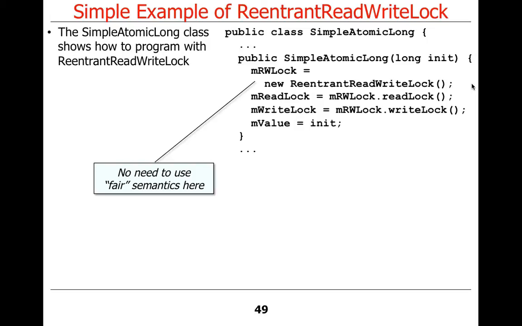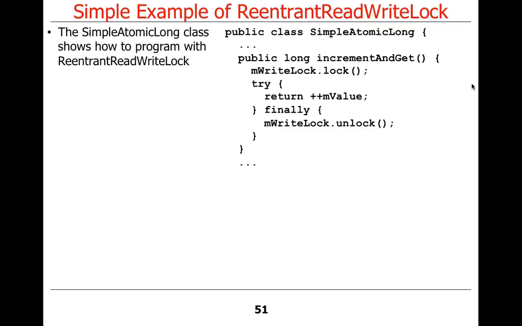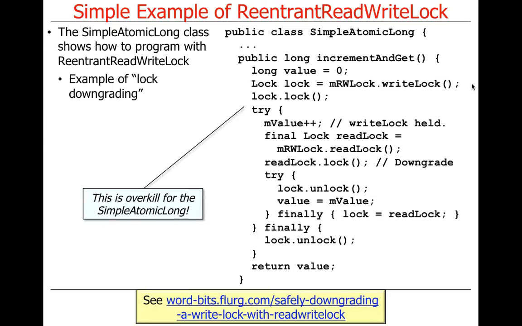We don't need to use fair semantics for this guy. We use the try finally idiom. This is grabbing a read lock. Oh, by the way, here's a quiz question for you. Well, I'll wait till we get to the atomic long, the real implementation. Notice that this particular version grabs the lock, the read lock. And then here's the write lock. We grab the lock, do the work, and then release it.